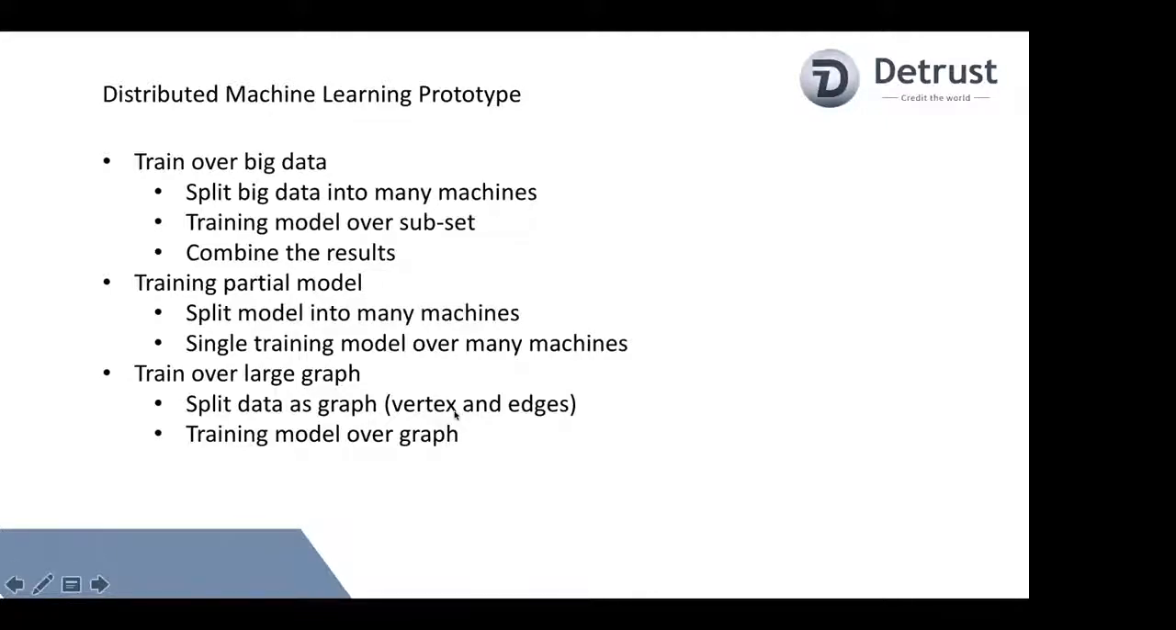And the last methodology we use a lot is we construct a learning graph for the distributed machine learning. In the learning graph, we have vertices and also connections, which we also call edges. So we split the data into the graph, put the data into the vertices, and then we train the model over the large scope of the graph. These are the three basic methodologies we use in distributed machine learning.